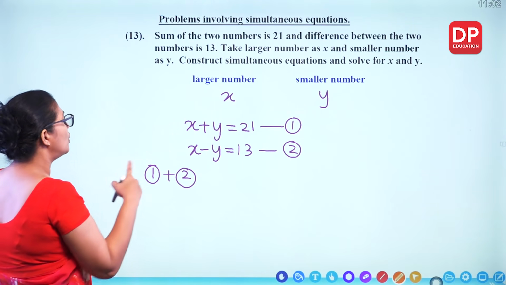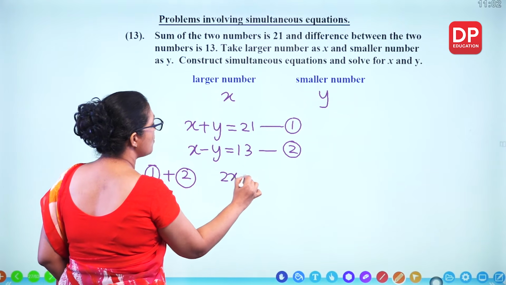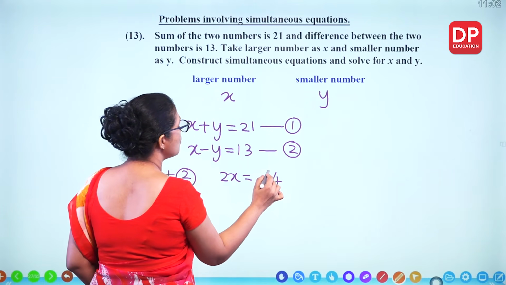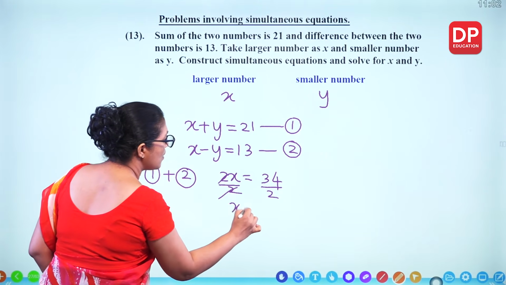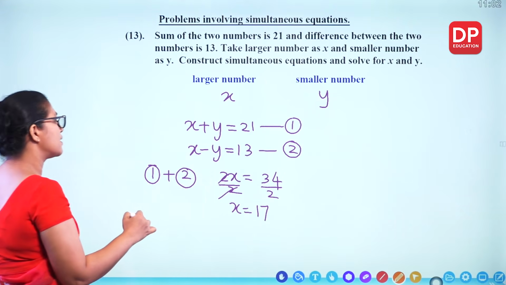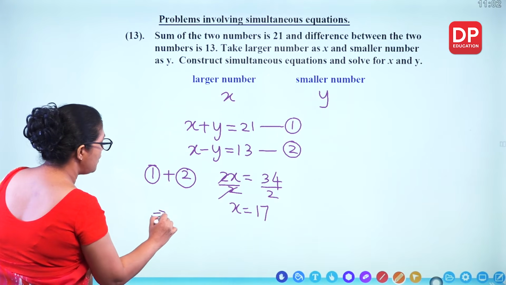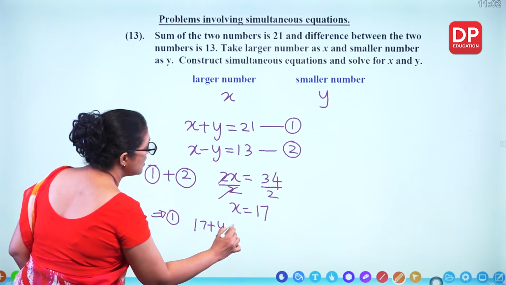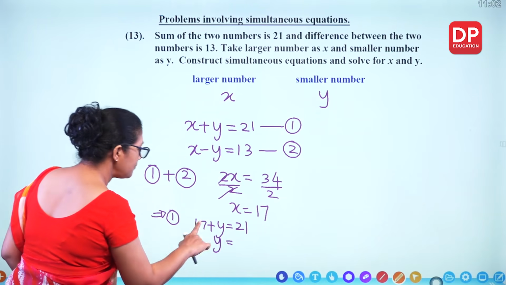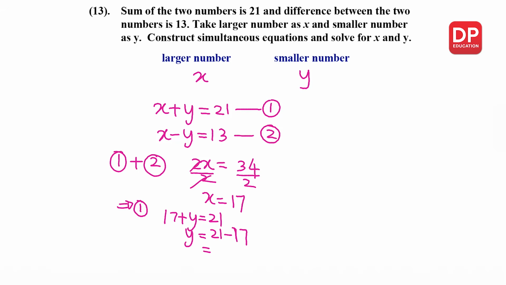1 plus 2. What happens? When you add, the y term gets cancelled out. x and x becomes 2x. Adding these two, you get 34. Divide this by 2, you get x equals 17. So the larger number is 17. How do you find the smaller number? Take one of the equations and substitute. x is 17, so 17 plus y equals 21. So what's y? Subtract 17. 21 minus 17, you get 4.